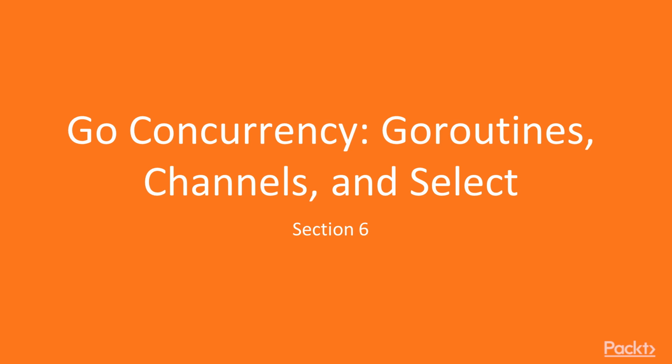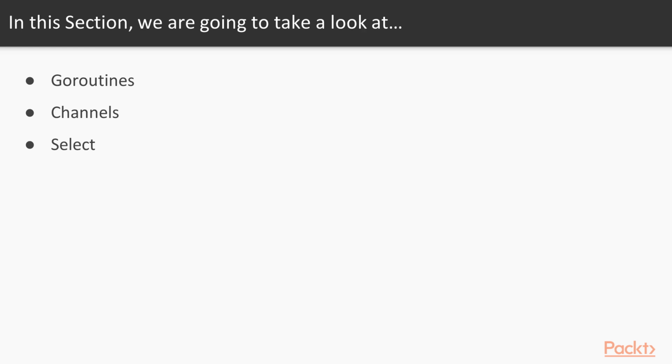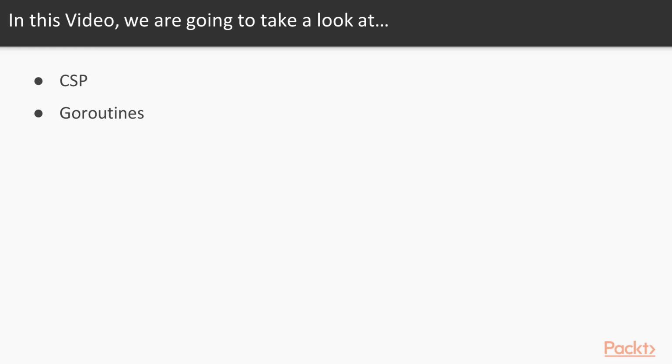Welcome to Section 6 of Learn Go in 3 hours. In this section, we explore concurrency in Go using Goroutines, channels, and select. Concurrency in Go is very different from the way that concurrency has been implemented in previous languages, and we'll learn how to use this style and what its benefits are. For our first video in Section 6, we are looking at CSP and Goroutines.